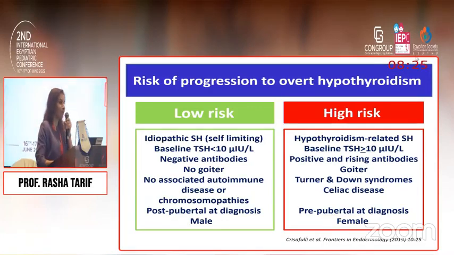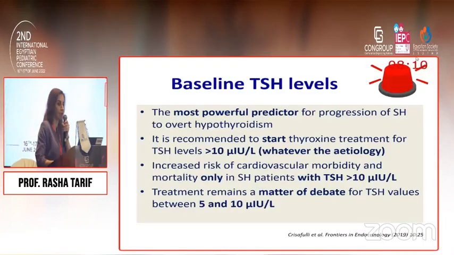If the TSH is above 10, you have to treat. Positive and rising antibodies, Turner, Down syndromes, any other syndromes, celiac disease, prepubertal at diagnosis, and of course, female sex is a risk factor. Now, the baseline TSH is the most powerful predictor for progression of subclinical hypo.